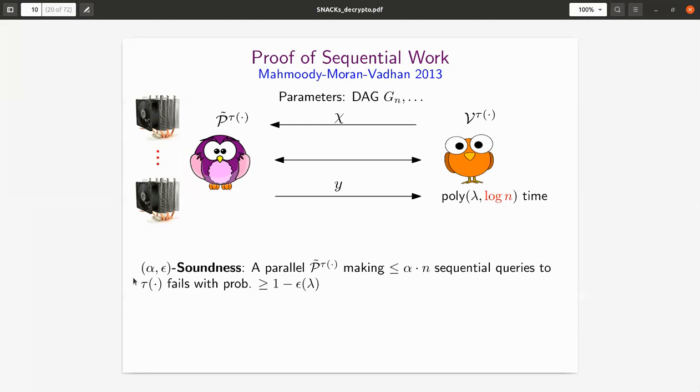Okay. So this is the notion of a proof of sequential work. In particular, if alpha is a constant, you can make the probability with which a malicious prover convinces the verifier negligible.